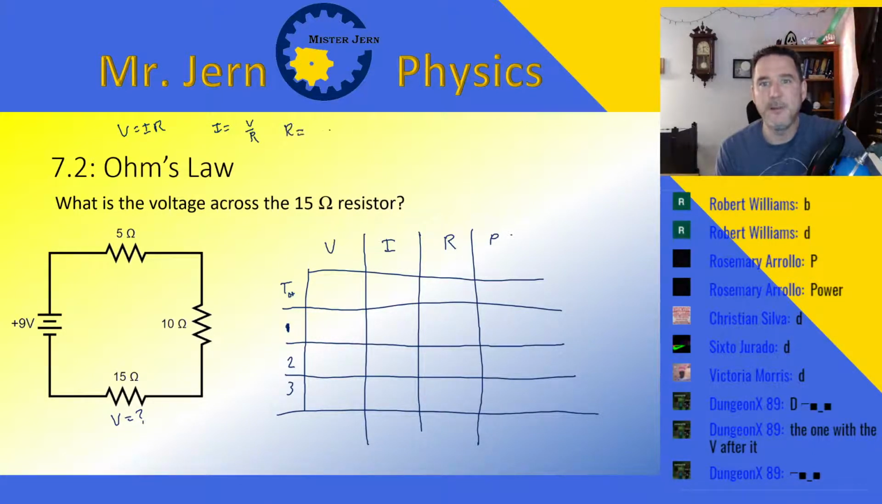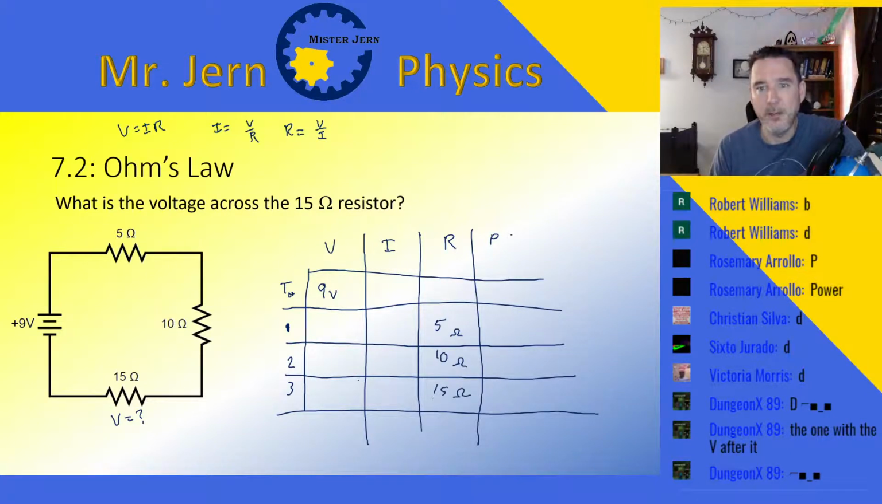V = IR, or resistance, is V over I. So those are the 3 equations. I don't know if I need to worry about power; I will worry about power in a minute. All right. So then I'm going to do the givens. The total voltage is 9 volts. The resistors are 5 ohms, 10 ohms, and 15 ohms.